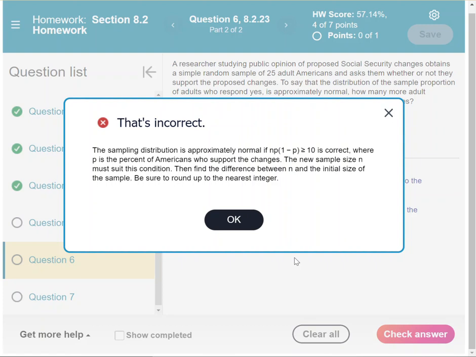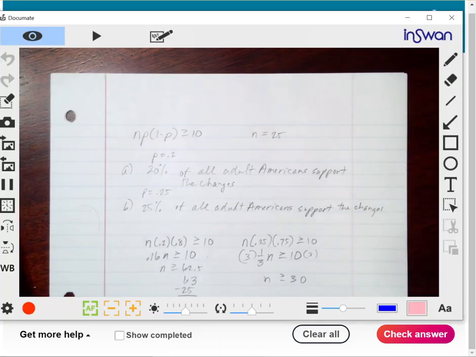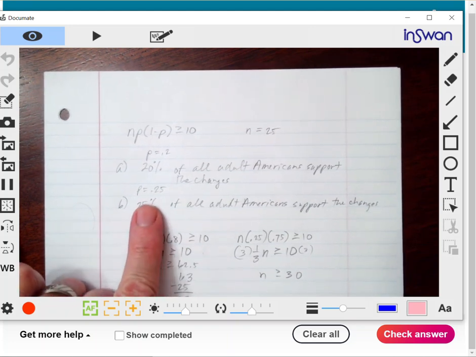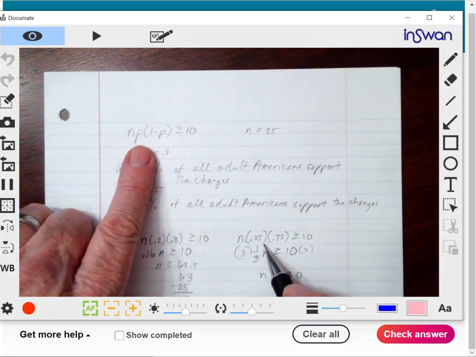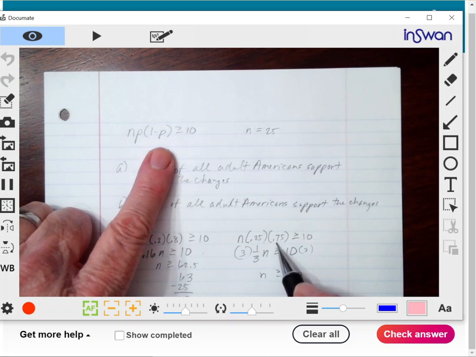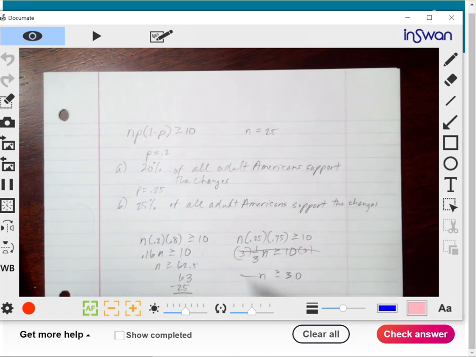Uh-oh, what did I do wrong? Oh, no, that's right. So N times P times 1 minus P. Let's see what I did here. Go back to my work. So P is 0.25. We want N times 0.25 times 1 minus 0.25, which is 0.75. Did I hit the wrong one? No, oh, I know what I did. It's 0.25 times 0.75. That's the problem.